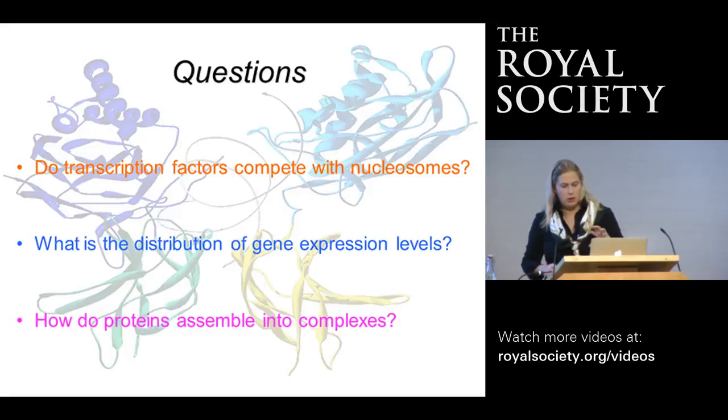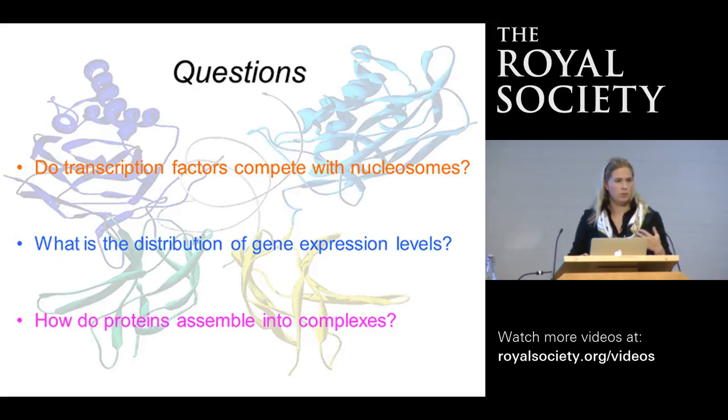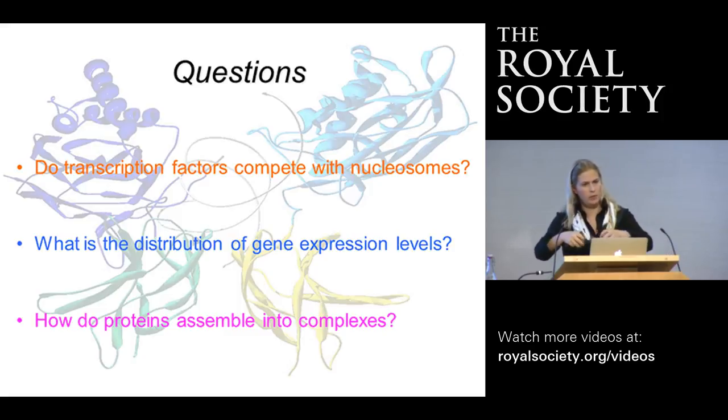So the three questions that I want to answer, and I'll explain what these mean specifically in more detail later, are, first of all, do transcription factors compete with nucleosomes? And this is to do with proteins binding to DNA, as I just indicated. That's the first question that I'll be asking. Secondly, once we have the answer to this, the output of transcription factors and nucleosomes sitting on top of DNA is a control of gene expression levels, and genes can be switched on or off or have expression fine-tuned at a number of different expression levels.